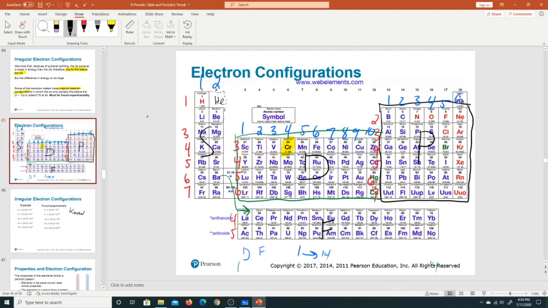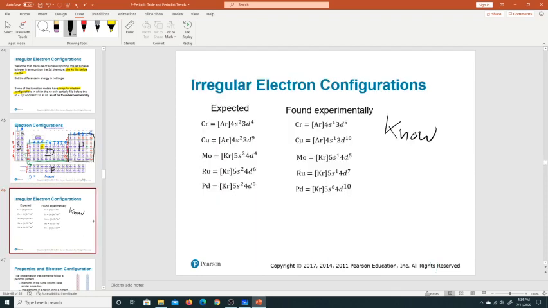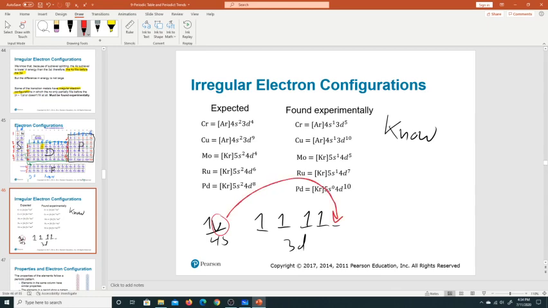What's happening here is that one of these s electrons, so this is the 4s, and we have the five d orbitals, 1, 2, 3, 4, 5. That's what we expect. What's happening is that one of these electrons here is moving there. We end up with 4s1 3d5. So you need to know that.